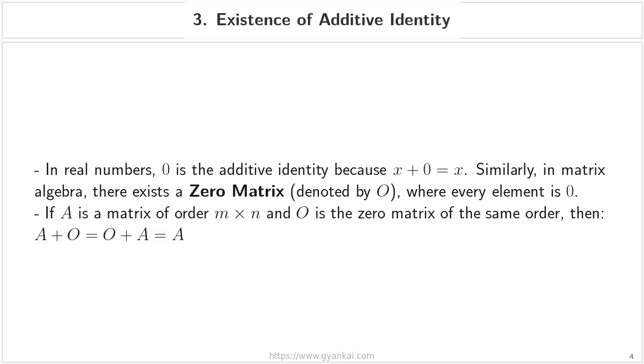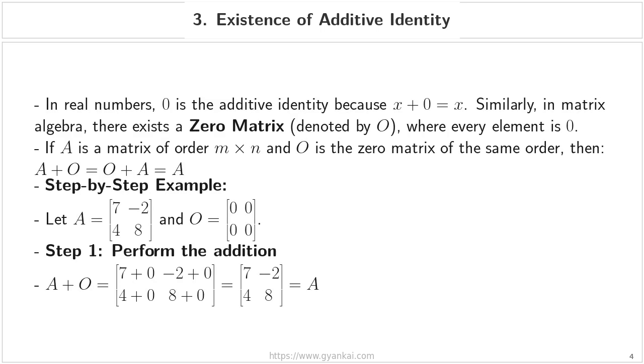Formally, if we have a matrix A of any given order, such as m by n, and we add it to a zero matrix O of that same order, the result is always the original matrix A. In other words, A plus O equals A, and likewise, O plus A equals A.